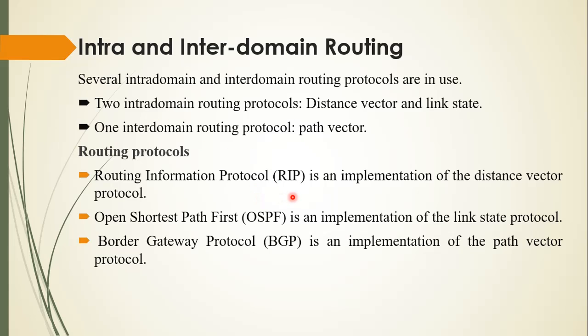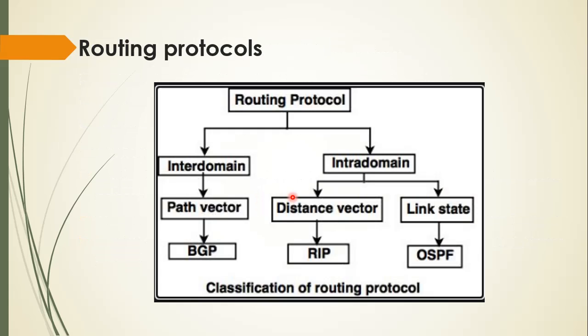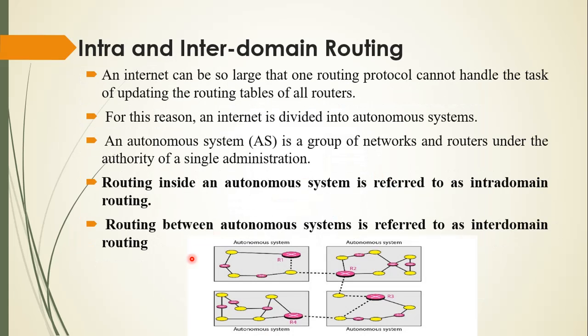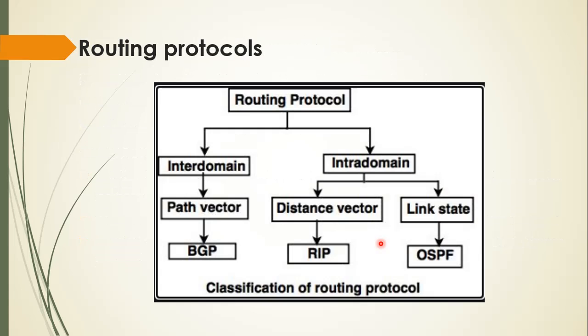We will see them one by one. This is the diagram. Routing protocols are of two types, inter-domain and intra-domain. Inter-domain is path vector, and in path vector we have BGP. Intra-domain means distance vector and link state. For distance vector we have RIP, and for link state we have OSPF. This is the classification of routing protocols.